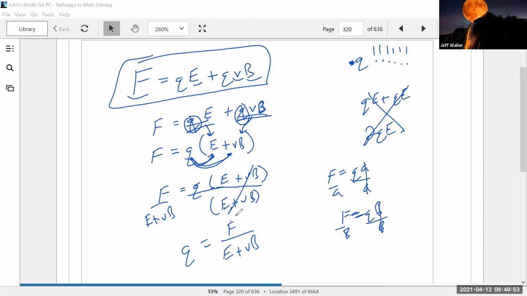So if I can measure the force it experiences, the electric field strength, the magnetic field strength, and the velocity, I can figure out how much charge there must have been on that little particle dude. Particle man, particle man.